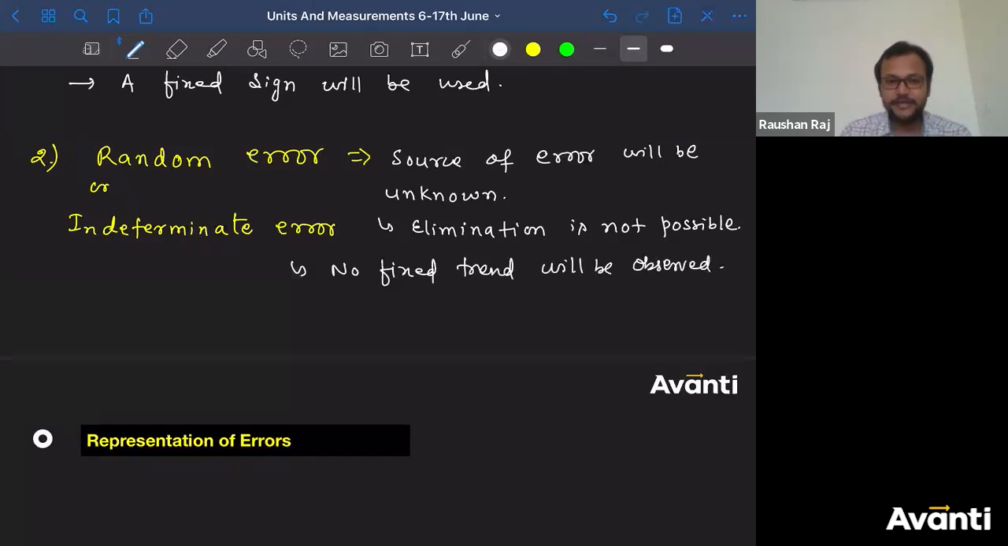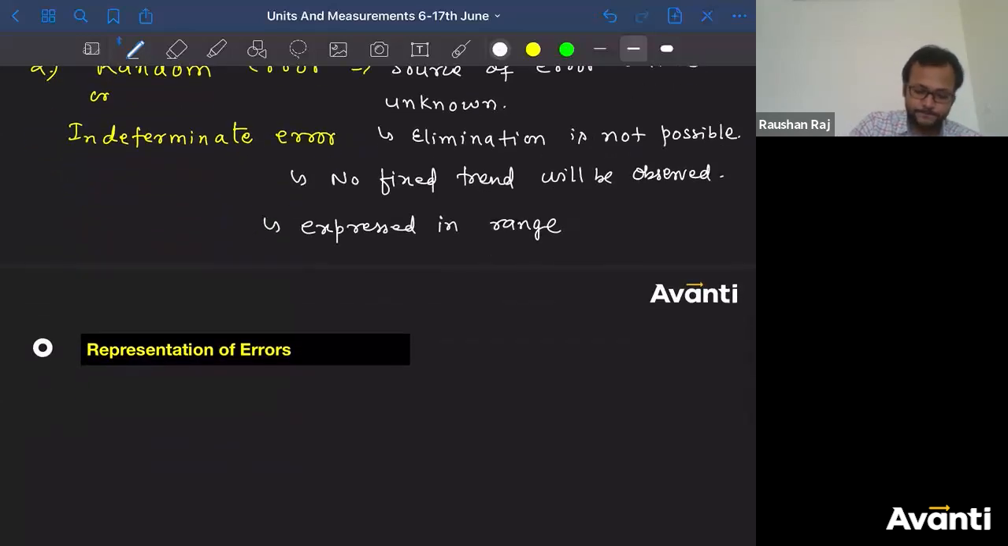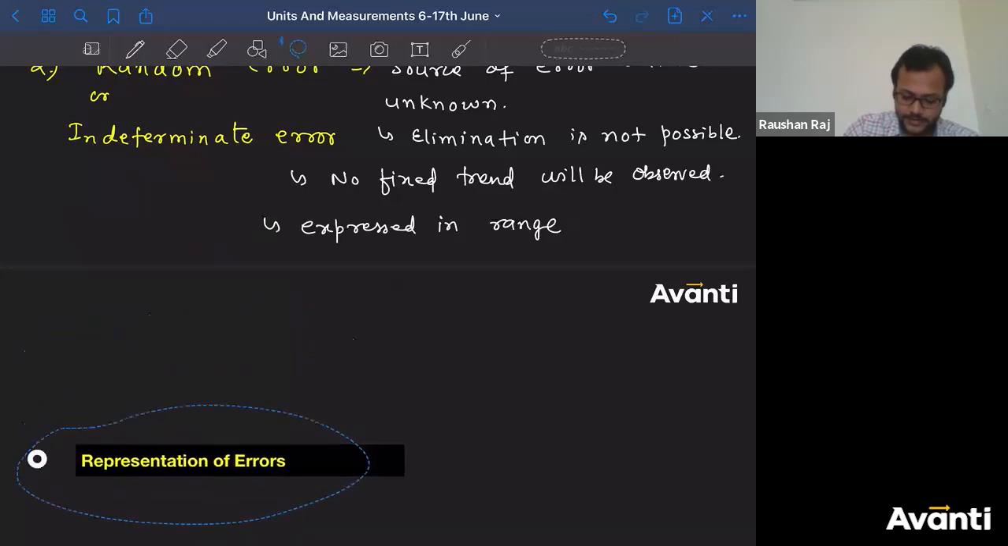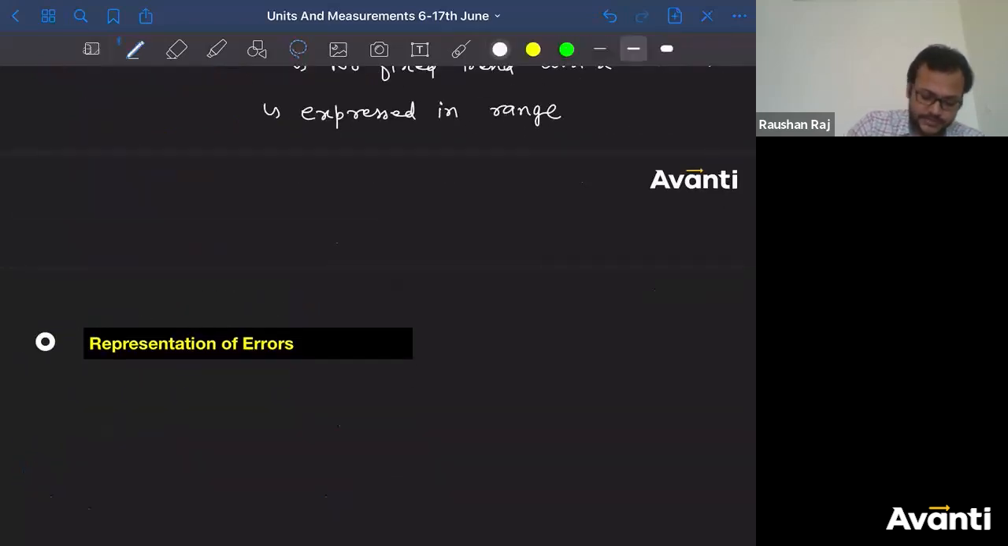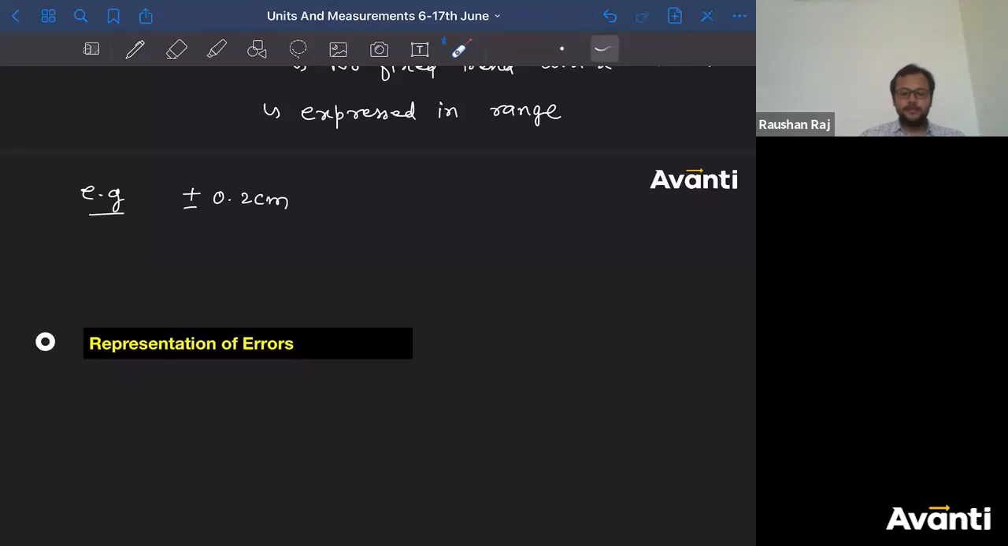So how will you get the error? So expression for this error will be what? It will be expressed in range. And what do I mean by range? Range का मतलब क्या है बच्चा लोग? Range का मतलब है ऐसा कुछ. Example, if you have been given plus minus 0.2 centimeter, what does that mean? Tell me, what is the meaning of this plus minus 0.2 centimeter?